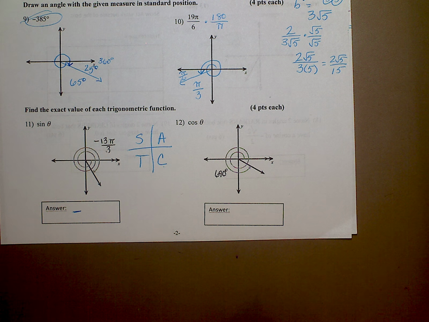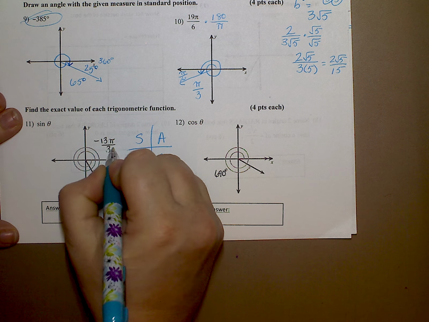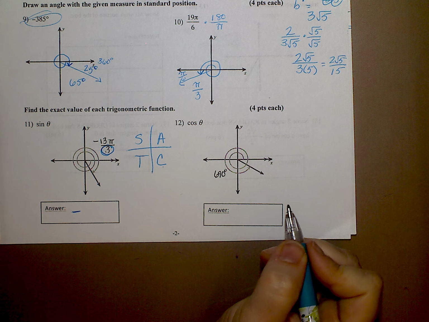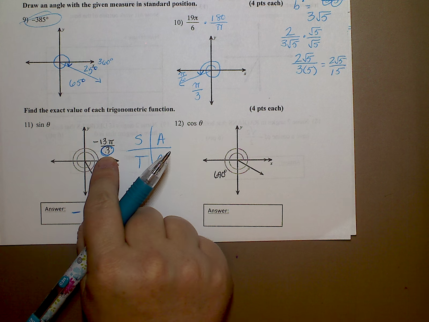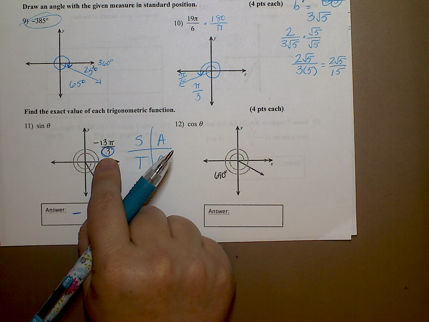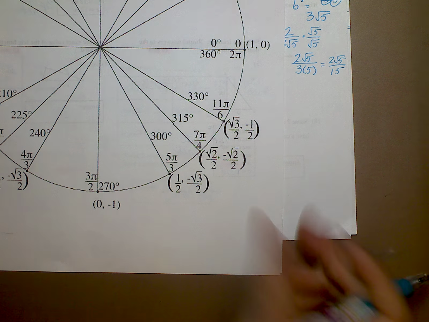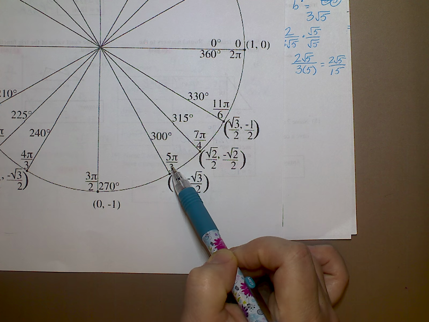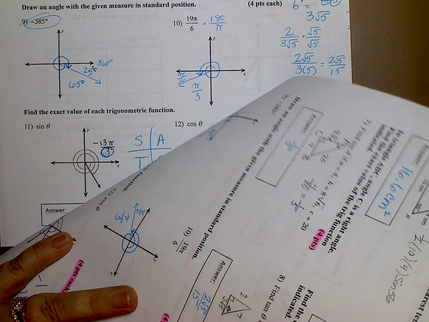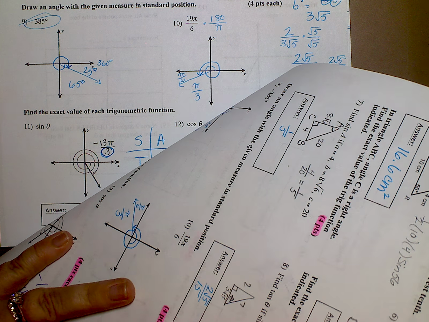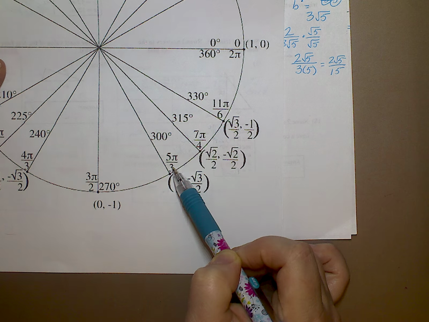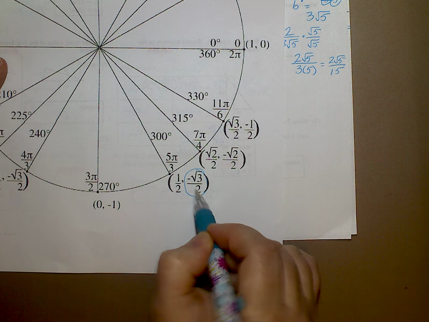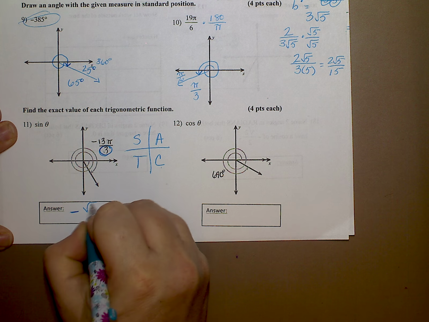Negative 13 pi over 3. Well, if I go to the fourth quadrant, what I want to find is what angle in the fourth quadrant on my unit circle has a denominator of 3, because that's what it's going to be coterminal with. Which one has a denominator of 3 in my fourth quadrant? That guy right there. Does that seem like it could be in the same place? Not quite halfway, a little bit less than halfway. So the sine value would be the y value, and that's negative radical 3 over 2. That's my answer.